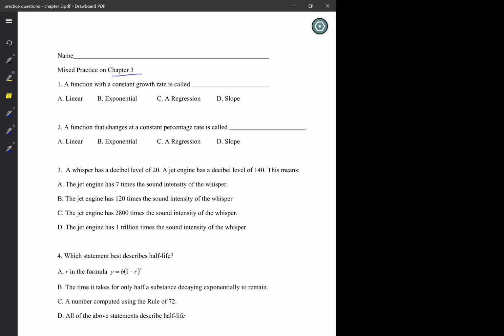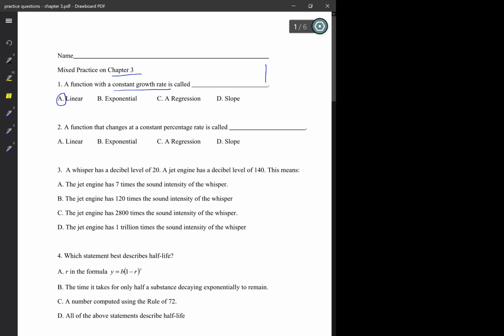Okay, question one: a function with a constant growth rate is called a linear function. Because it's a constant growth rate, it's going to be a linear function. It will be drawn like this, basically. The growth rate is constant, meaning that if I check this function at this time, or at this time, the rate, the slope, will always be the same.